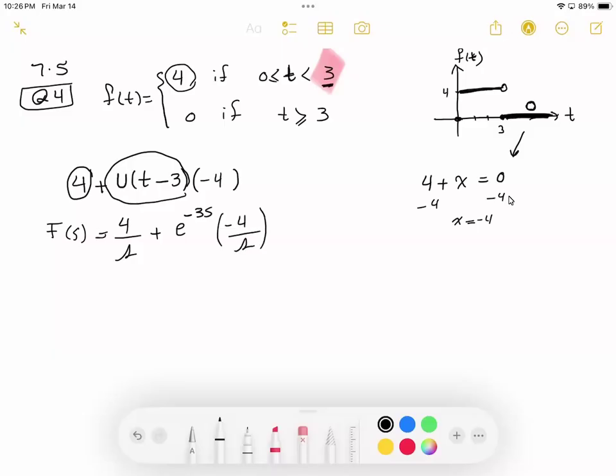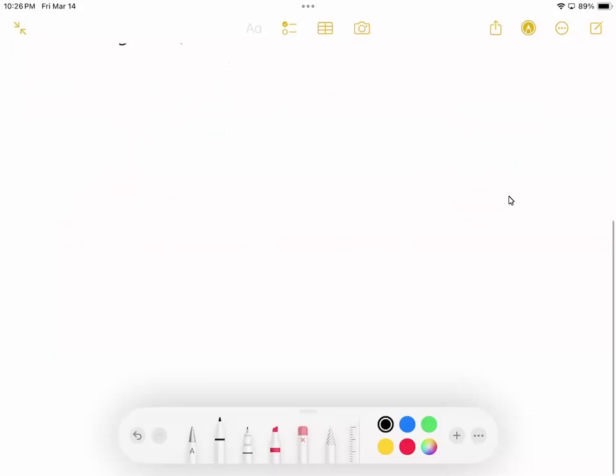So if I write this neatly, I get 4 over s. Positive times negative is negative, so -4 e to the power -3s over s. And that is your answer. Let's do the next problem.